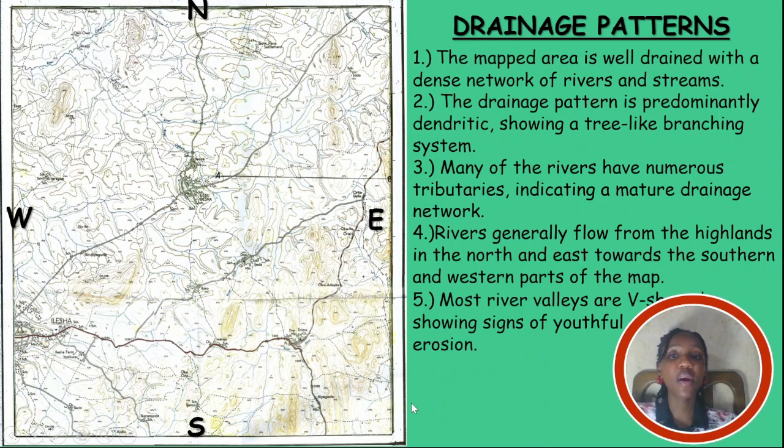Number 1, the mapped area is well drained with a dense network of rivers and streams. Now it's obvious that this map is well drained because you can see rivers in almost every aspect of the map. That is, all those blue lines you can see that basically cross or run through the whole map.